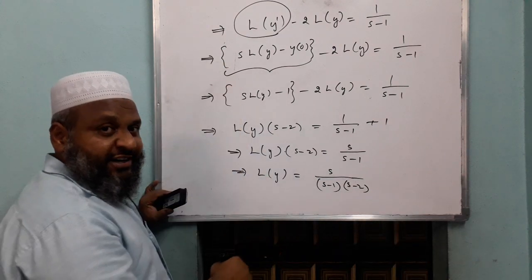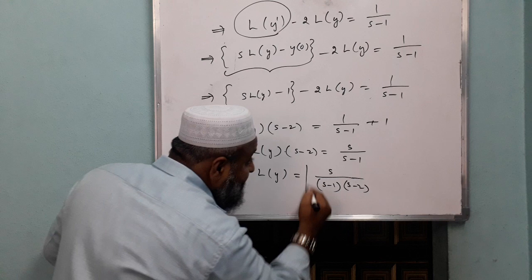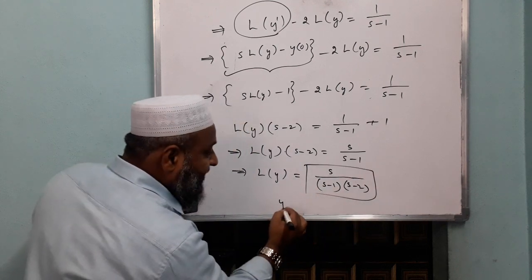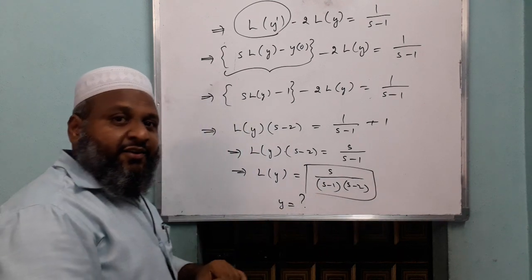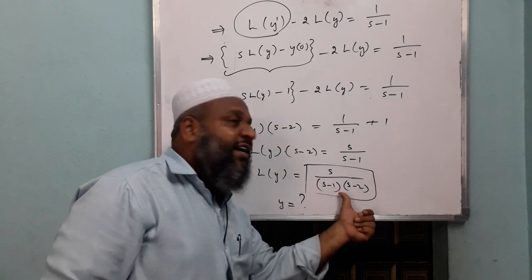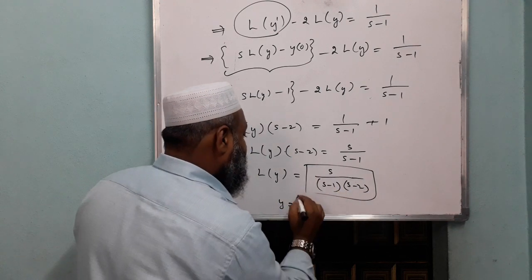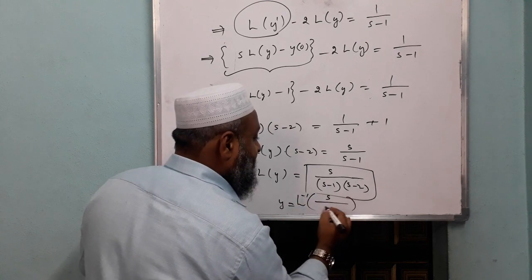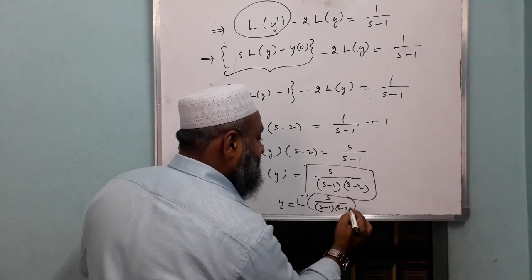We do not know y, but we came to know that L of y is this much. So how to know that y now? What is y? We don't know y, but L of y is this much. So what will be y? y will be L inverse of this. So y will be L inverse of s by (s minus 1)(s minus 2).